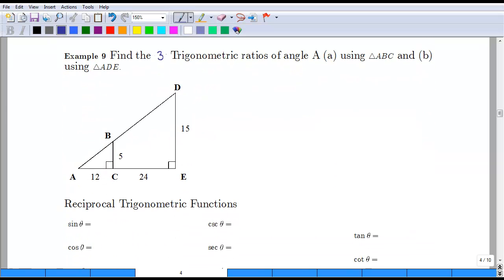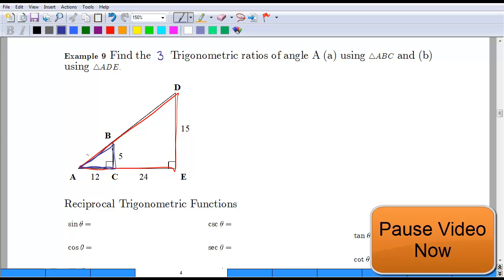So if we want to find the three major trig ratios for angle A using the smaller triangle ABC, which I have outlined in blue, or using the larger triangle ADE, which I have outlined in red. Either way, we need to make sure we find the hypotenuse first. So again, going back to Pythagorean triples, see if you can figure out what the hypotenuse is for the smaller triangle, the blue triangle ABC. So take a second, pause the video, and find the hypotenuse for both the smaller triangle and the larger triangle.